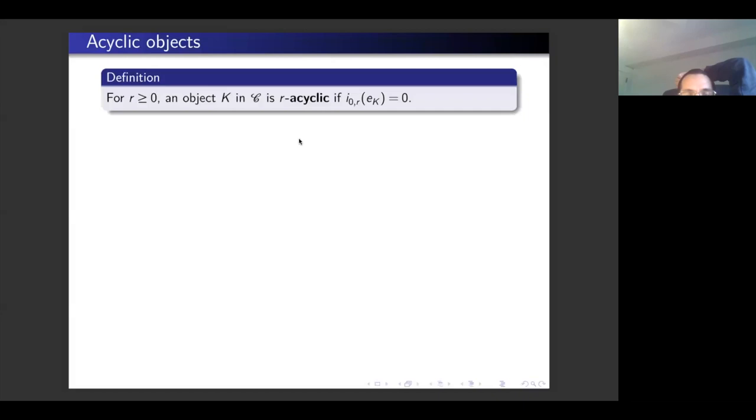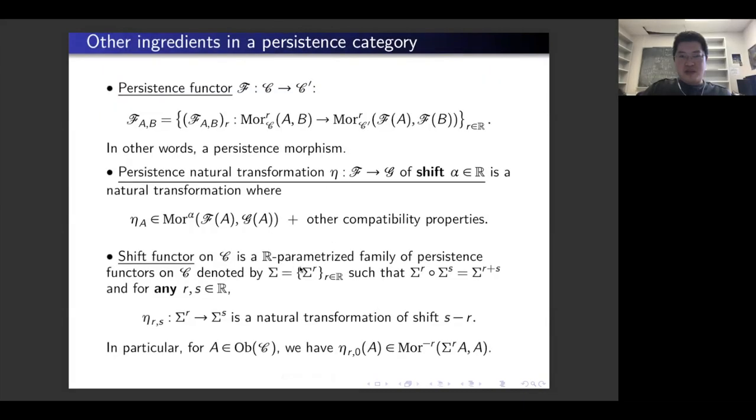Question: is this happening at the DG level now, or is it happening at the triangulated level? The persistent category. Is there a differential on the morphism sets? In general, no. But if you have some differential, then it will be better. But the differential is not important. The filtration is important. The differential will be defined with respect to this filtration.